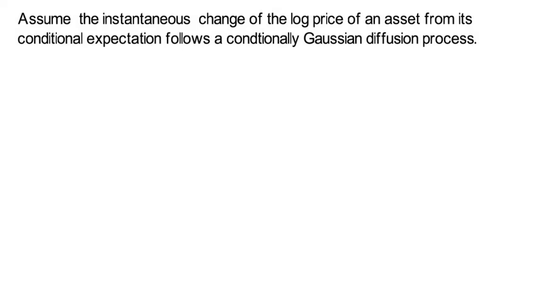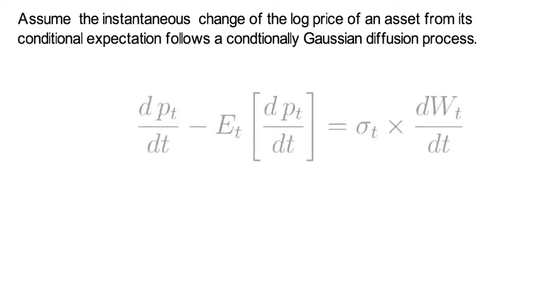So we now assume that the instantaneous change of that log price from its conditional expectation follows a diffusion. That means the following equation holds, where dp_t over dt, being the instantaneous change of the log price per time unit, minus its conditional expectation, is simply the conditional volatility sigma_t times a Brownian diffusion, dW_t over dt.